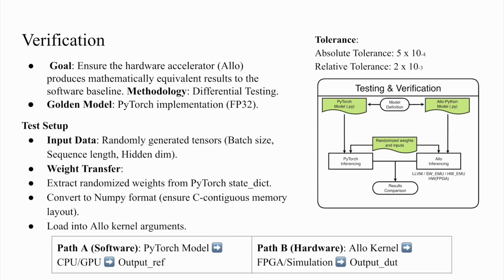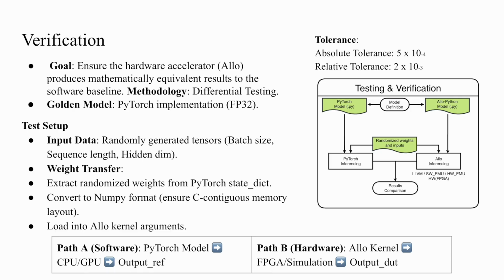So for our verification, our idea is to make sure of the mathematical equivalence between our hardware accelerator and our software baseline. We adopted the differential testing methodology, and we set our absolute tolerance as 5 times 10 to the minus 4, and the relative tolerance as 2 times 10 to the minus 3.